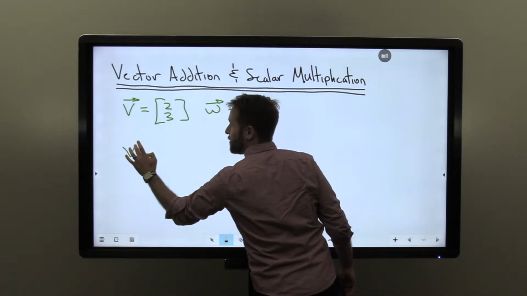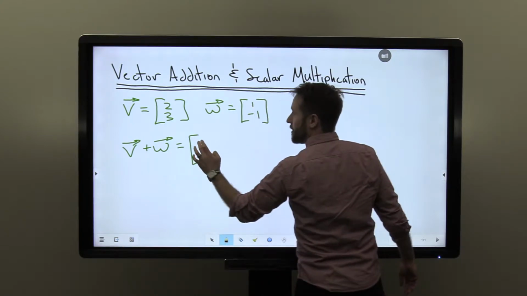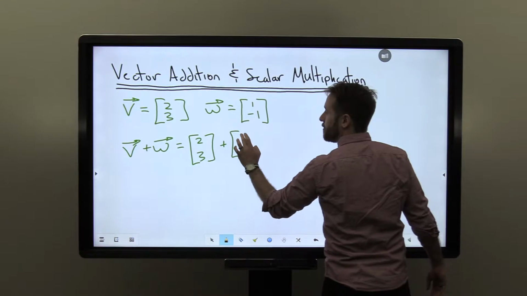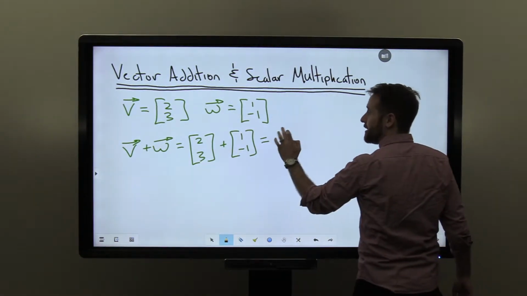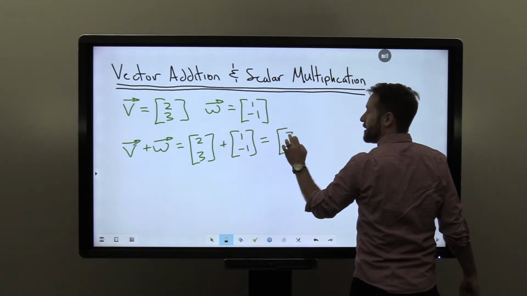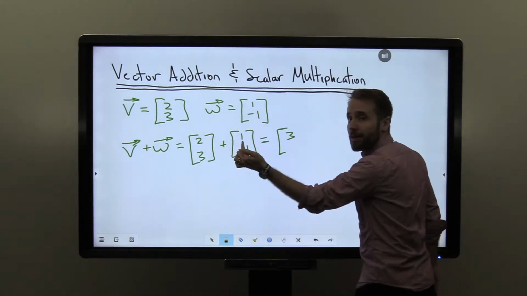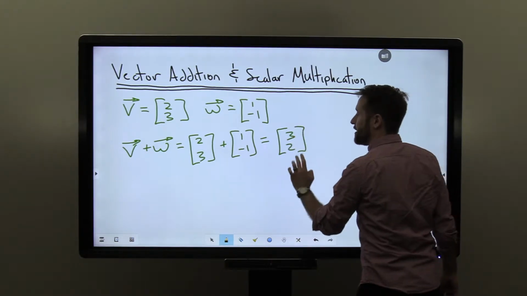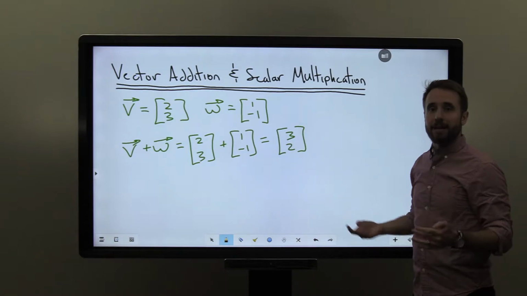So we'll add their corresponding components together. So v plus w, right, this new vector, formally I could write this as 2, 3 plus 1, -1. But when I add things together component-wise, I'll add the first components together, so that's 2 plus 1, that's 3. And then the second components together, so 3 plus -1, 3 minus 1 is just 2. And so I have this component form of vector addition.